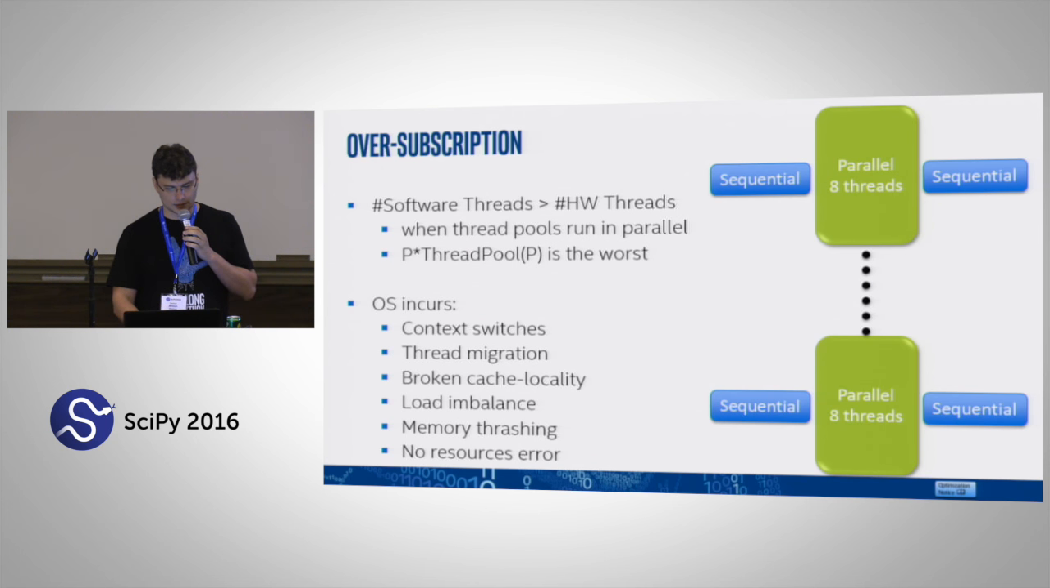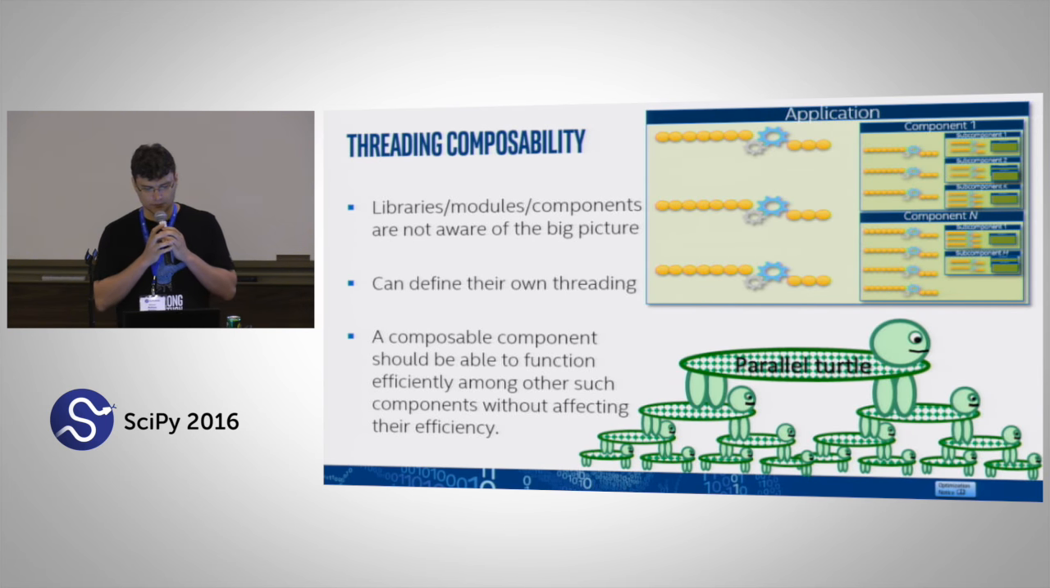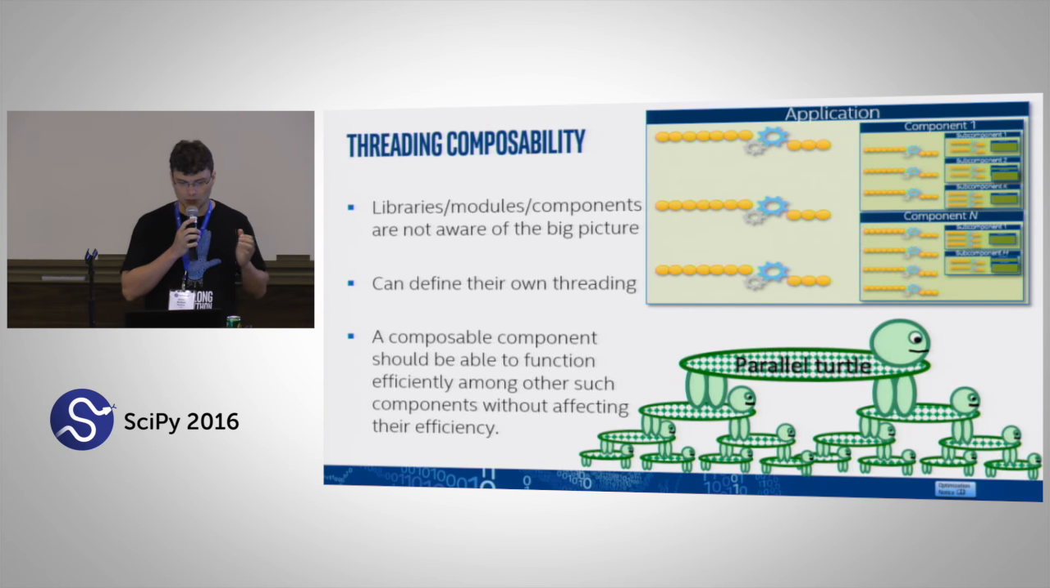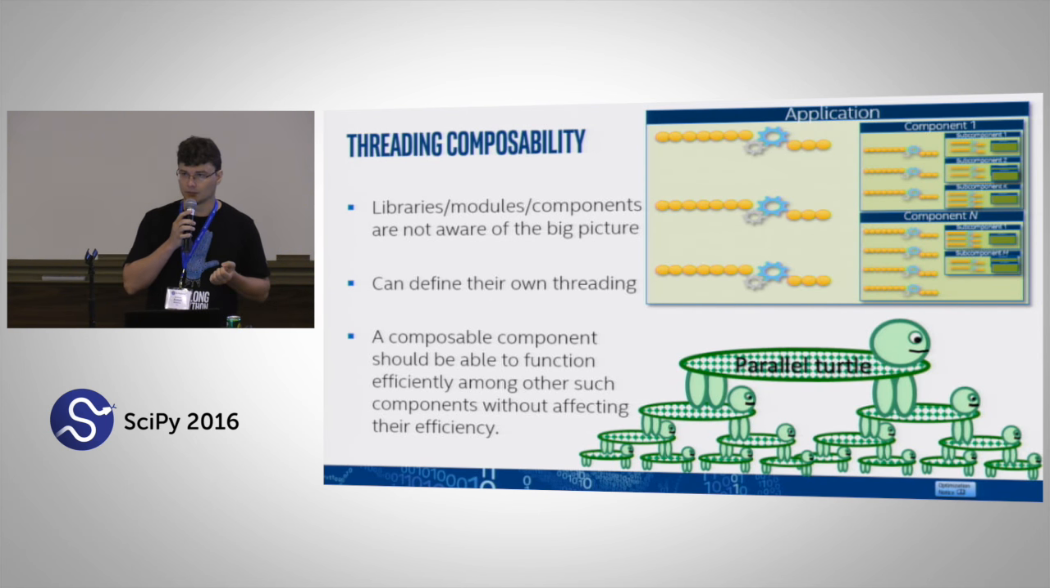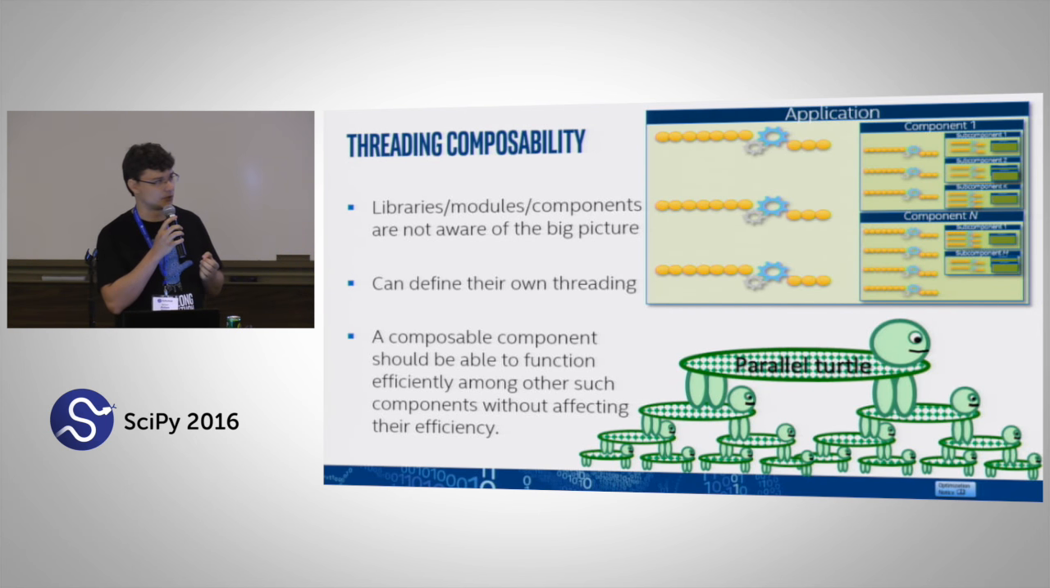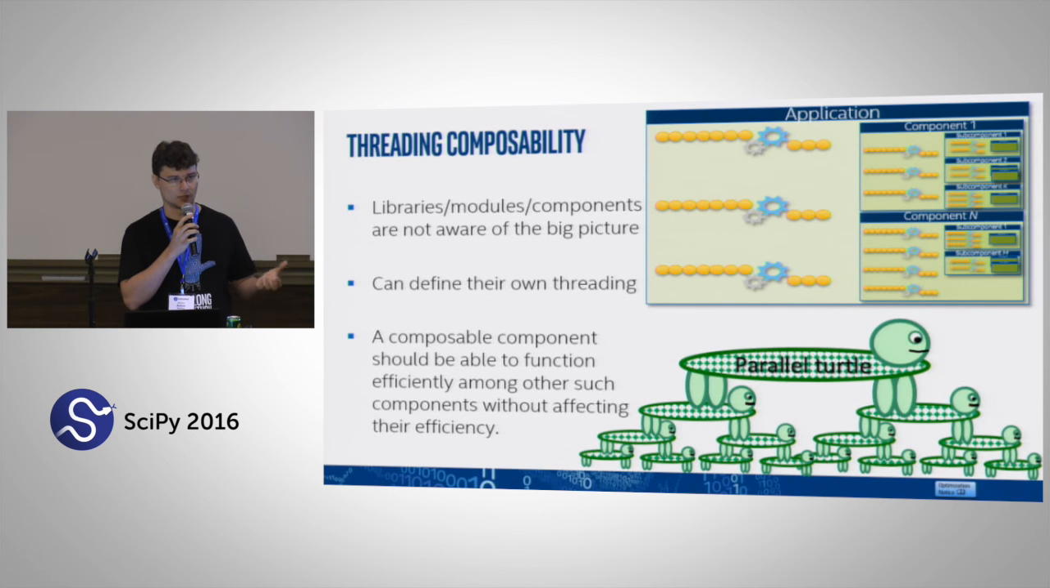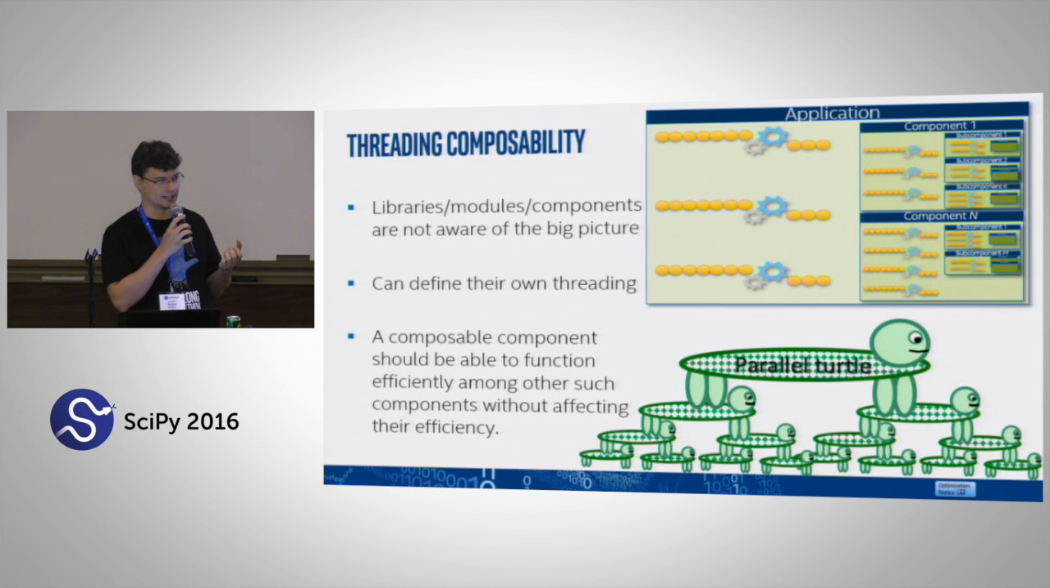So this is the disease, and we need a cure. The cure is that we need to define threading composability. Like any other composability, it is when one component coexists well with another component. In this case, threaded parallel components should coexist well with each other.